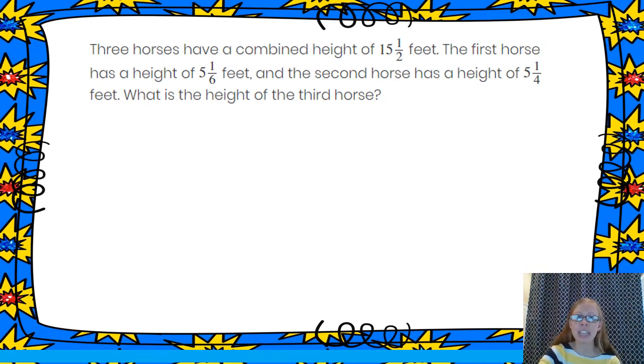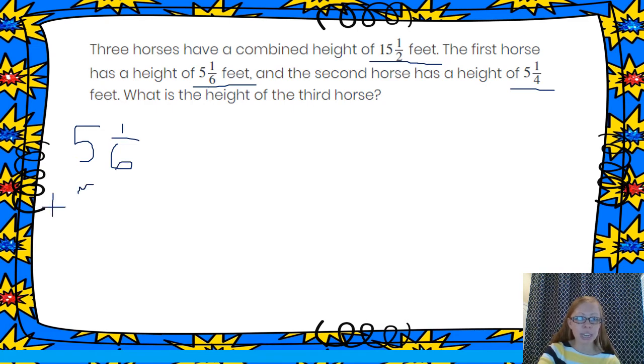Well, I see that this big number here, 15 1/2, is the height of all 3 horses. They give me the height of horse number 1 and horse number 2, and they want me to solve for horse number 3. So this is a situation where I would need to add first and then subtract. This is a multi-step problem. I'm going to begin by adding 5 1/6 plus 5 1/4.